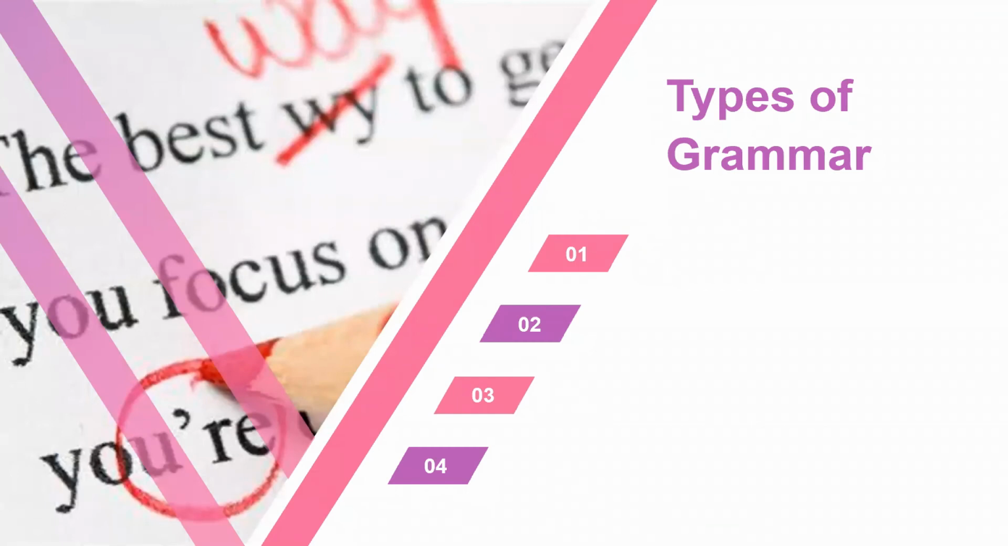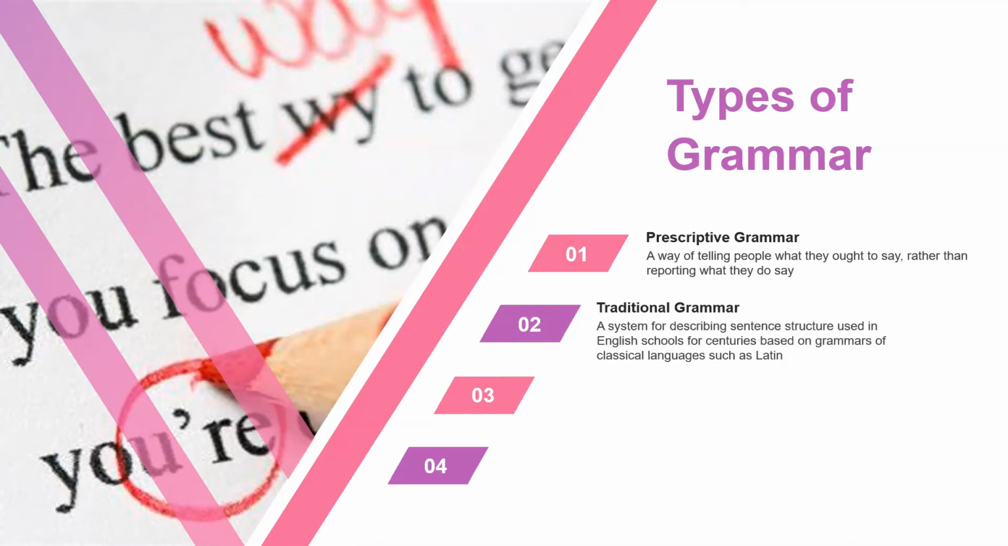So what are the types of grammar? Grammar can be prescriptive grammar, a way of telling people what they ought to say rather than reporting what they do say. It is the grammar that prescribes what people should or shouldn't say. You should not split the infinitive to boldly go, for example. Second is traditional grammar, a system for describing sentence structure used in English schools for centuries based on grammars of classical languages such as Latin.